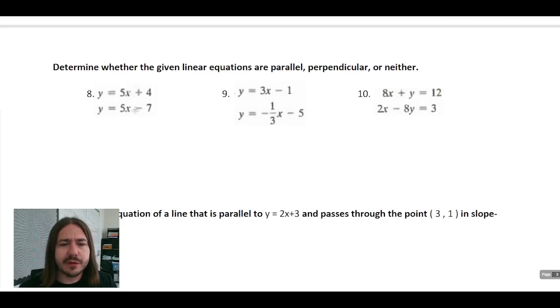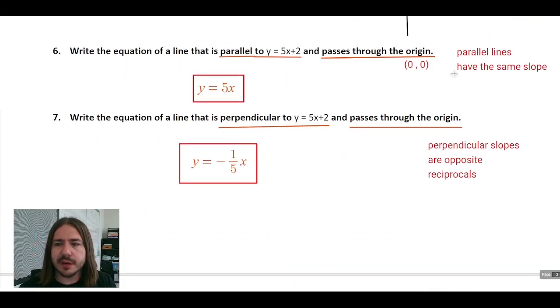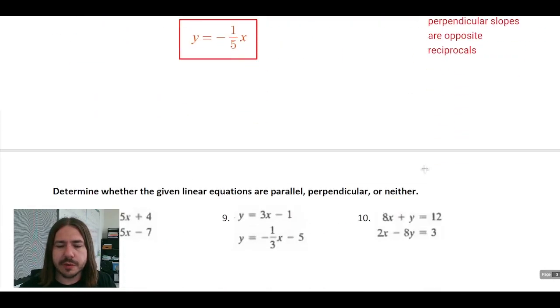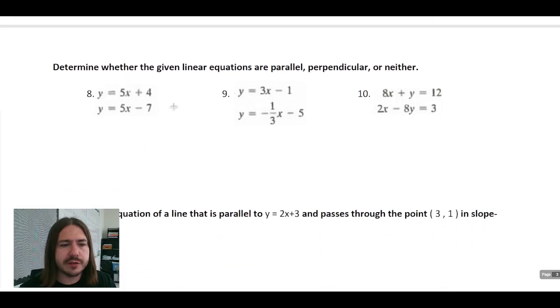So these couple of questions here say, determine whether the linear equations are parallel, perpendicular, or neither. We just got done talking about how to know when they're parallel or perpendicular. So that's what we're looking out for. We're looking for the slopes. As soon as we have the slopes, we should be able to answer this question.